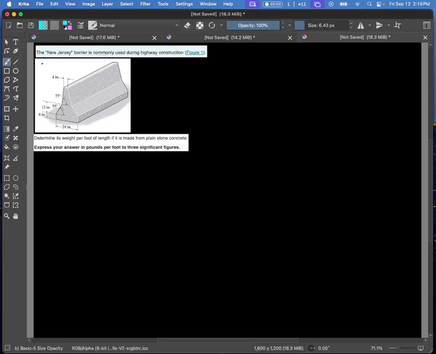So the New Jersey barrier is commonly used during highway construction. Determine its weight per foot of length if it's made of plain stone concrete. So what we need to find essentially is the cross-sectional area of this first, and then we can multiply that by its unit weight, and that'll give us, I'm assuming, the pounds per foot. Something like that.